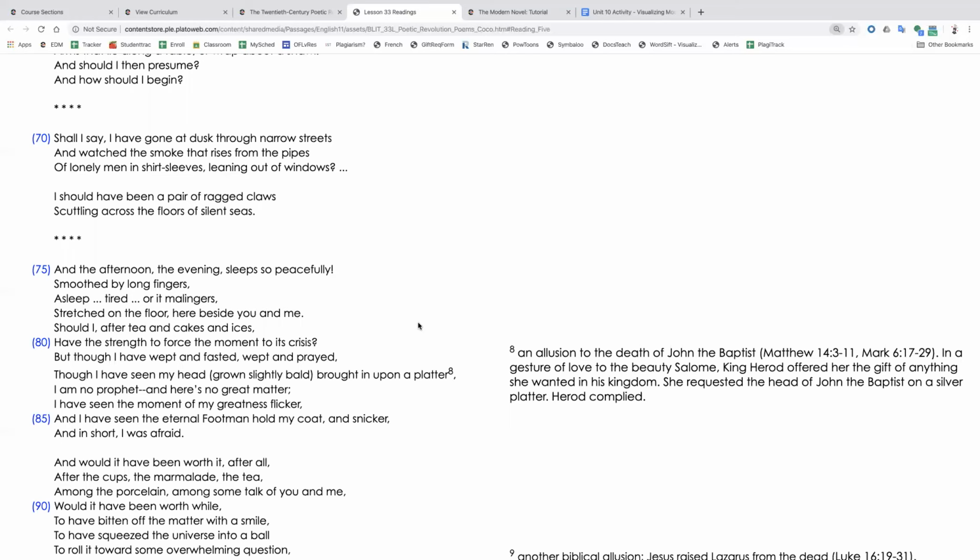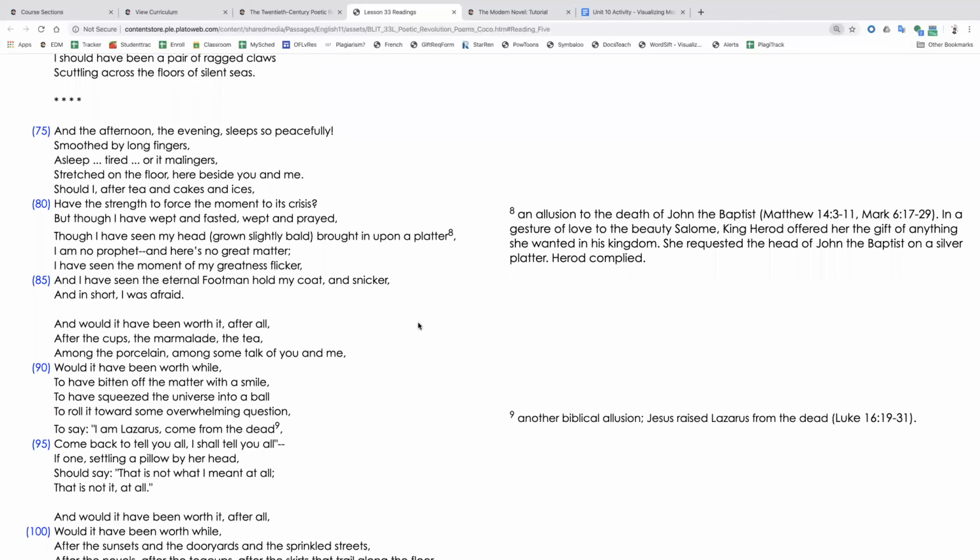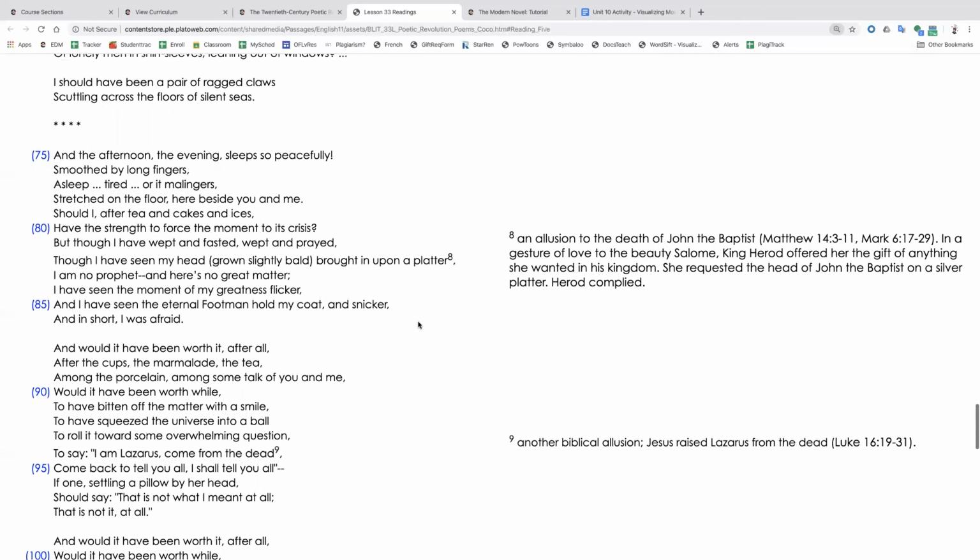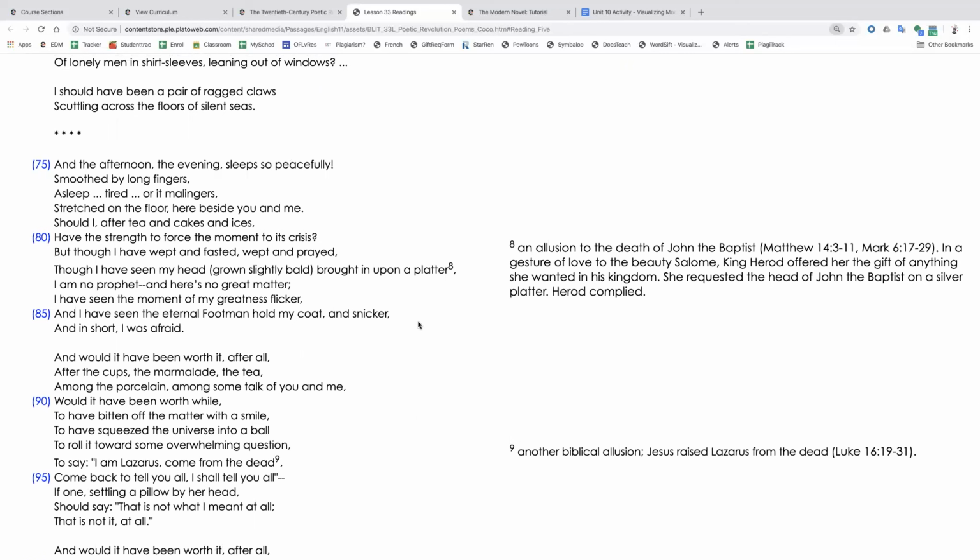I should have been a pair of ragged claws scuttling across the floors of silent seas. So he's saying like I am the lowest. He is a creature that shouldn't be seen and should just crawl on the bottom of the ocean.